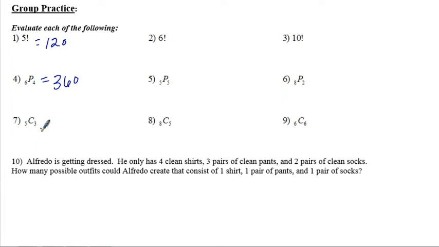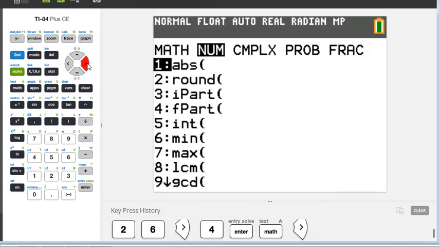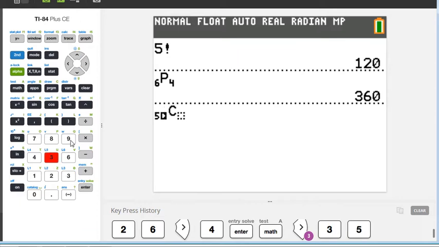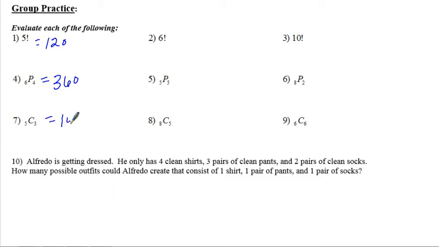This one, and again you can practice these on your own. This one, 5C3, that means out of 5, we're choosing 3, and we don't care about order. So math, prob, choice 3. Out of 5, we're choosing 3. 10 different combinations. So let's take a look at a couple of examples here.